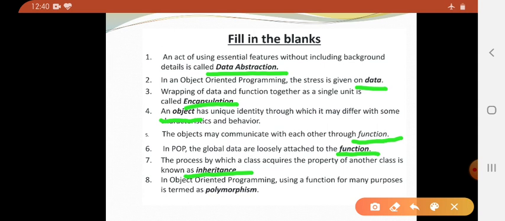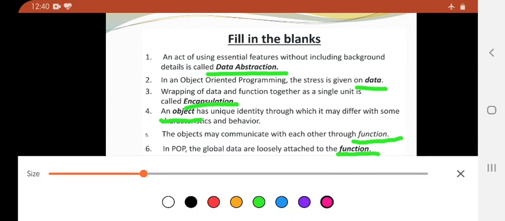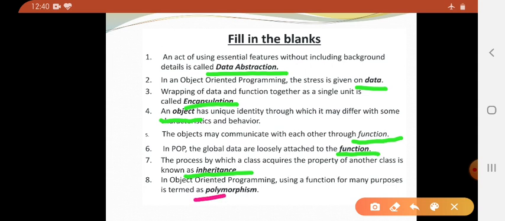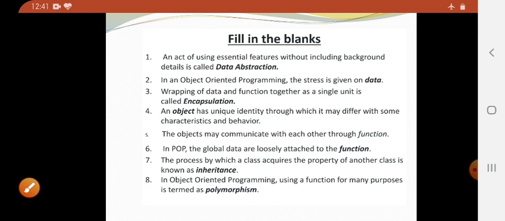Inheritance is the answer. And in object oriented programming, using a function for many purposes is termed as polymorphism. This is known as polymorphism, means one name having different work. So keep in mind, you all have to write it in your fair copy. One register you have to make for your class 9th, and in that only you have to do all this work. Now move to the next slide.